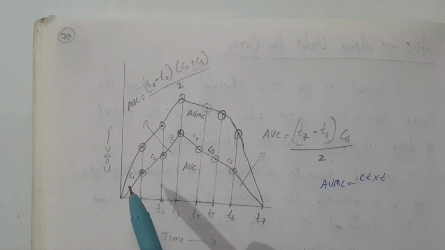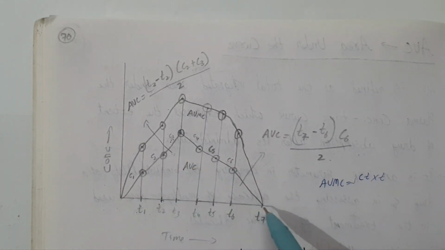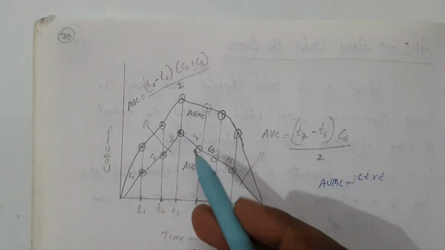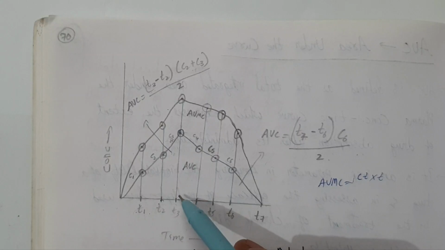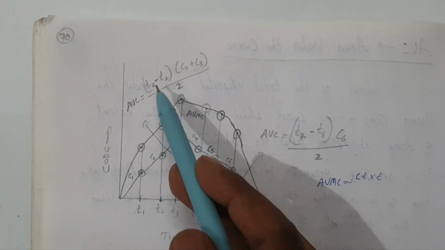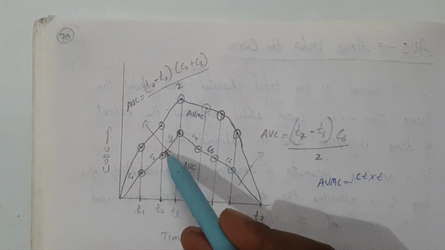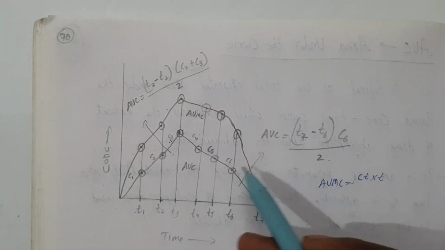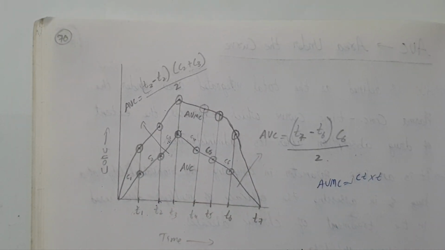Lastly, we have this trapezoidal graph. Okay, so how to plot it? On the x-axis we have time and on the y-axis we have the concentration. For example, you want to calculate C3 AUC. Okay, so AUC includes T3 minus T2 into C2 plus C3 divided by 2. That's how you can calculate it.